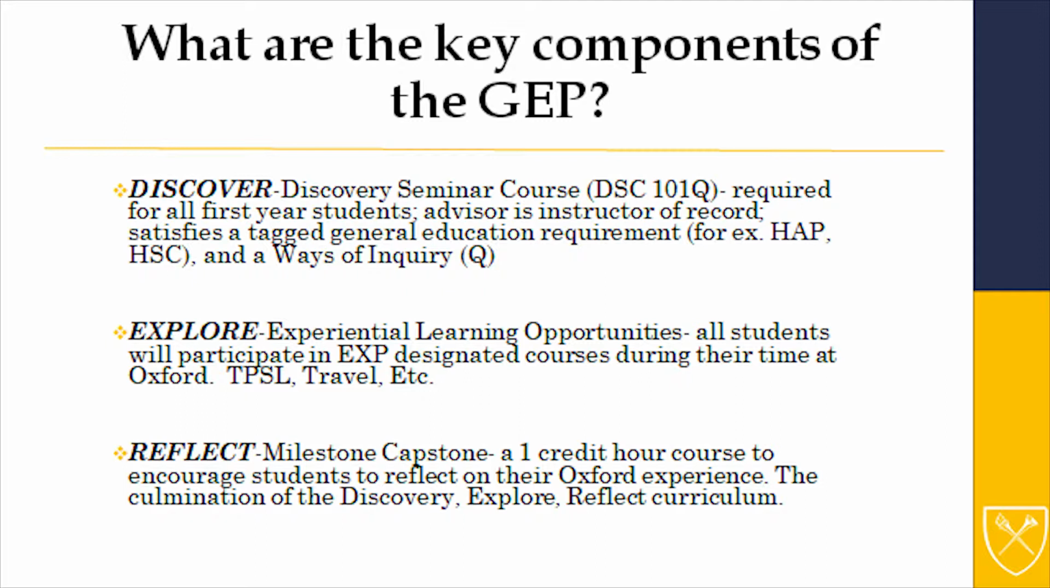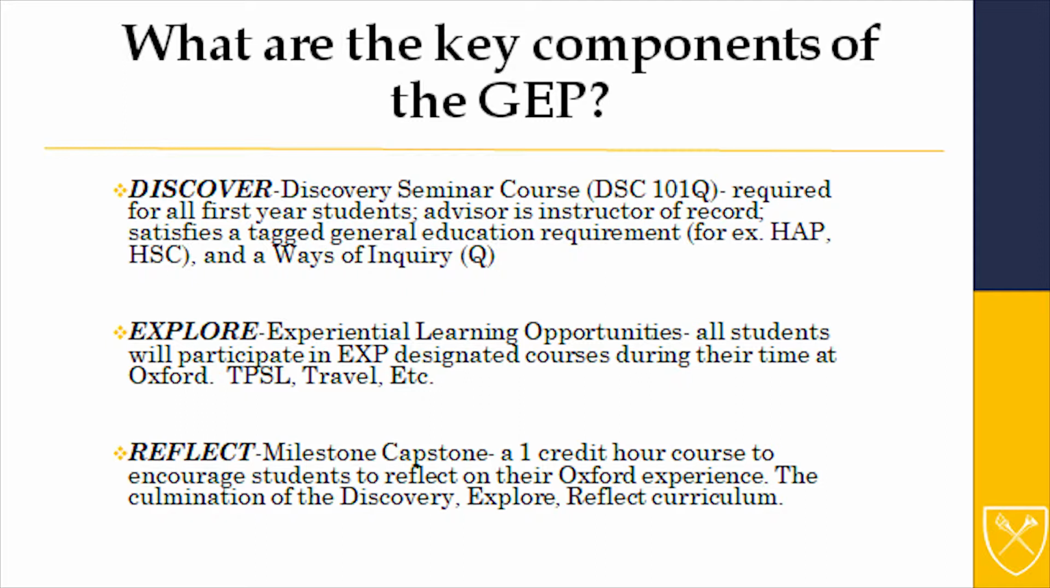During the fall semester of their first year, all students are required to take a Discovery Seminar course. The student's instructor for their Discovery Seminar will also serve as their academic advisor for their 2 years at Oxford. The Discovery Seminar course will satisfy a tagged requirement and will be the first of 3 Ways of Inquiry courses you will take at Oxford. We'll talk more about tagged requirements and Ways of Inquiry classes soon.